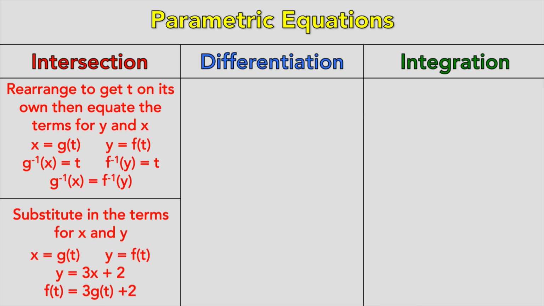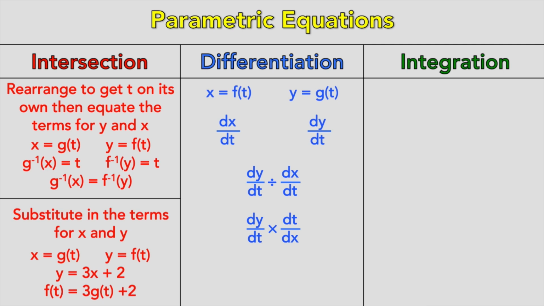On to differentiation. Now, you could rearrange it into a Cartesian equation and go from there, which is simple. But the best way is to differentiate each equation in terms of t. Then by dividing one by the other, the third variable will cancel out, giving dy/dx. So, I'll give you an example. You differentiate the y equation to get dy/dt. You differentiate the x equation to get dx/dt. And then if you do dy/dt divided by dx/dt, then it's dy/dt times dt/dx, as the dt's cancel out, and you get dy/dx.